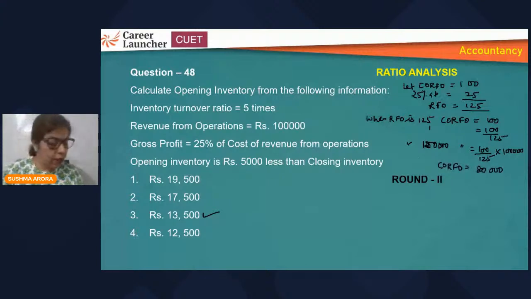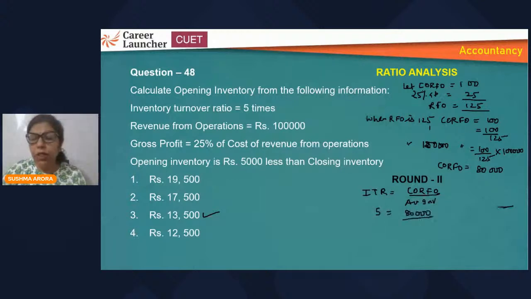Now put the value in the formula. What is the formula? Yes, please. Inventory turnover ratio is equal to Corfo upon average inventory. So here ITR is given directly, that is 5, Corfo is given directly, 80,000. We can find out average inventory. We don't know the average inventory, so do the cross multiply. When you do the cross multiply, average inventory will come 16,000. Now average inventory means opening plus closing divided by 2. Okay, now you will get the answer, that is 13,500.